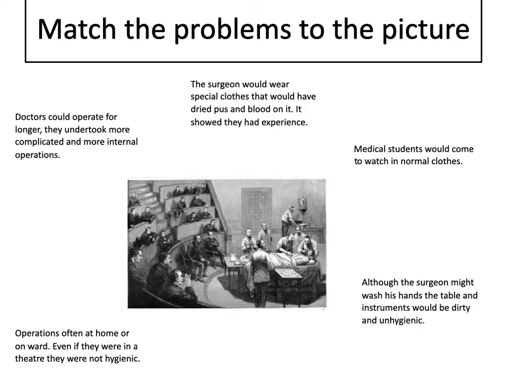We're going to start off with a quick recap about the problems of surgery. So here we can see a surgery taking place in the early industrial period. Around the image we have a set of problems described. I'd like you to annotate the image, so just draw a little line to link up the problem to where it's happening in the image.